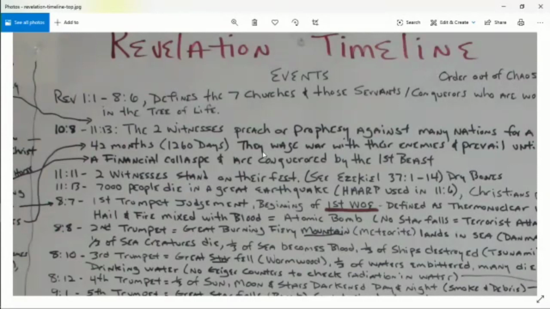And when they'll finish their testimony, the beast, here she is. She's coming back. So she probably did something. I'll let her back in.